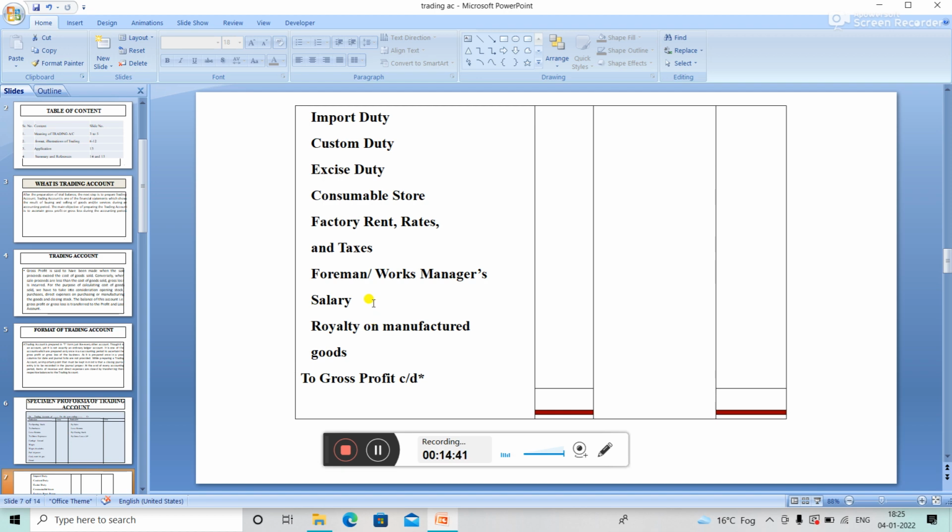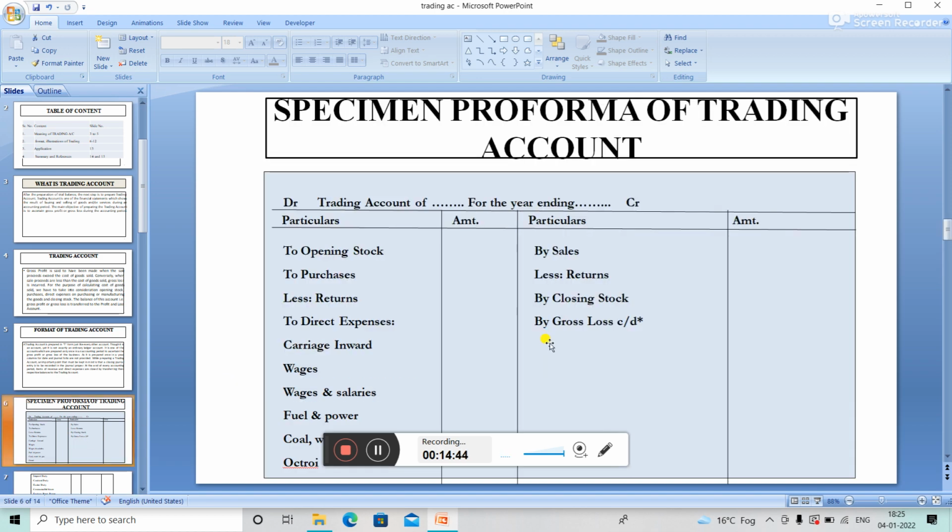Now we are going to discuss the credit side of the trading account. On the credit side, we are going to involve sales and sales return, closing stock, and the gross loss if the balance of the debit side is more. Sales, I hope everyone knows, is whatever product we manufacture and sell. Whatever the actual sale is, we record it here on the credit side of the trading account. I hope this is clear.